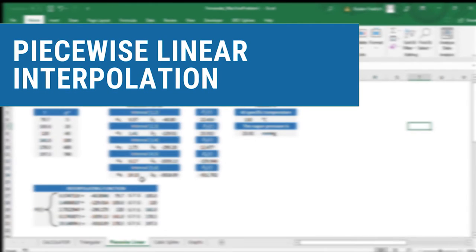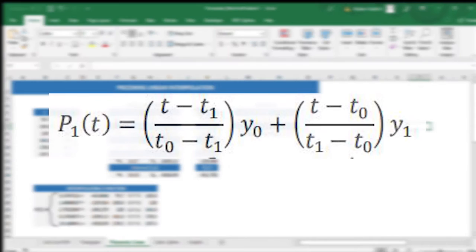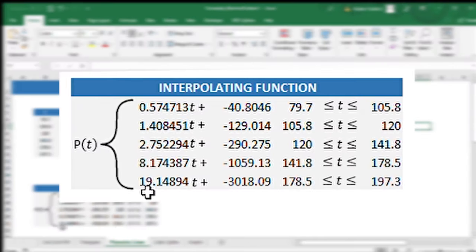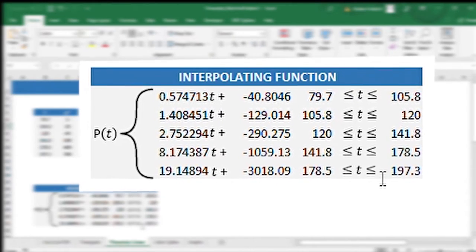Second, we will solve for the interpolating function using piecewise linear interpolation. We have 6 data points in the problem, so we will have 5 intervals. In every interval, we'll have interpolating functions which can be solved through the general formula as shown. Substituting the given values, we'll have the interpolating functions per interval, and combining all the intervals, we will have our interpolating function using piecewise linear interpolation.